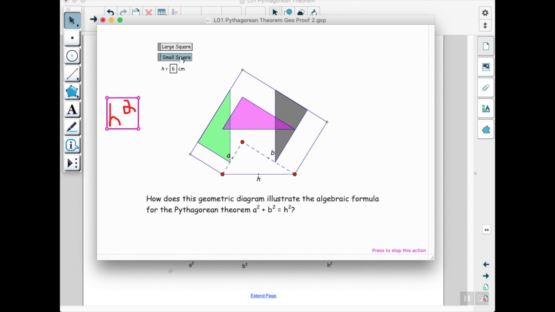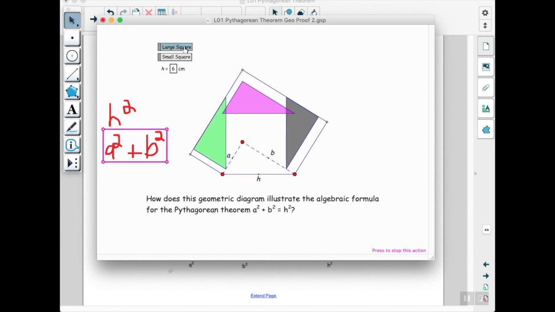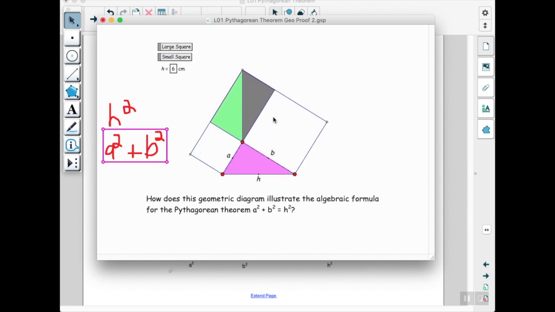Then we're going to go here, and now we can see we've created a square here and a square there. So now we've reconfigured, and we're showing that the white area can also be a squared plus b squared. So that's a visual proof showing that those two white areas would have to be equal to each other because we didn't create new area. So that's a visual showing that h squared now and a squared plus b squared have to be the same thing.